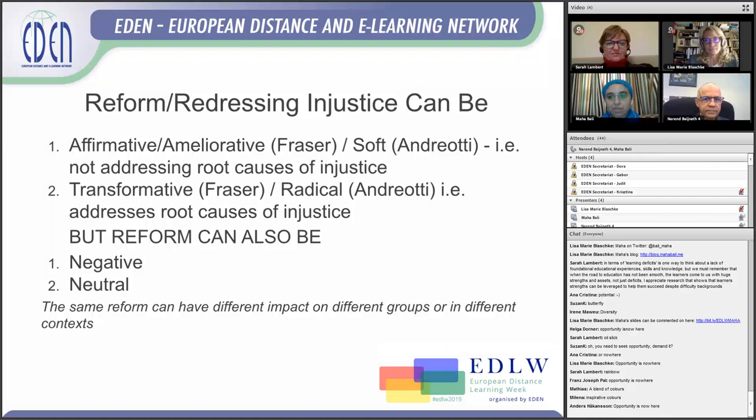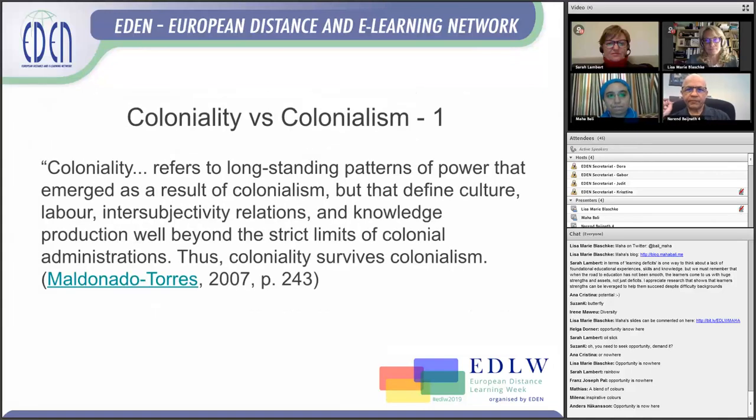But the other thing to keep in mind, and as someone from a country that receives a lot of foreign funding for our education and other kinds of reform, is that the reform can produce negative effects or can be quite neutral for certain groups of people. So it might work for one group of people but be negative for another group. That's also important. And so context is so important here when talking about this.